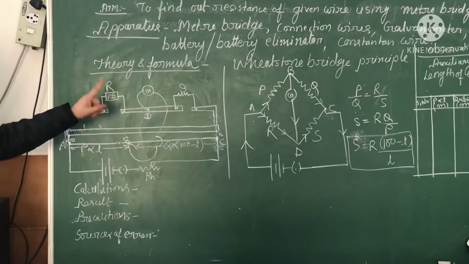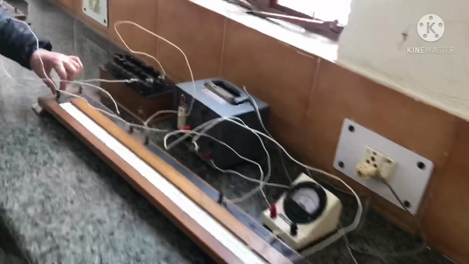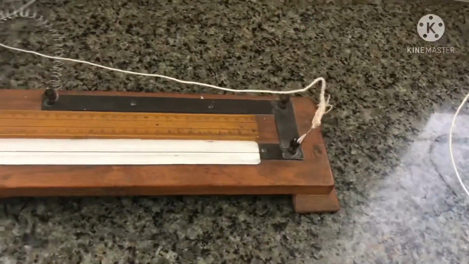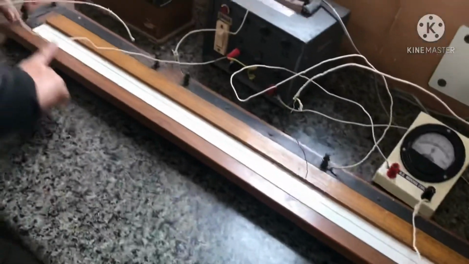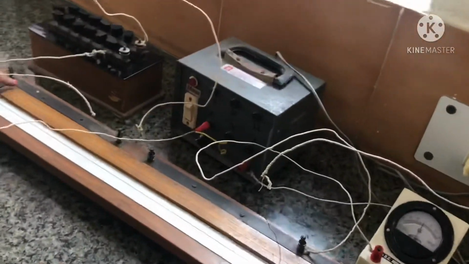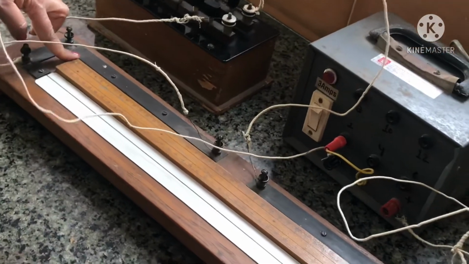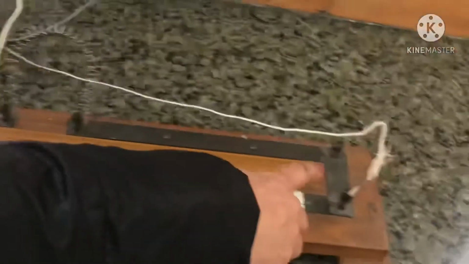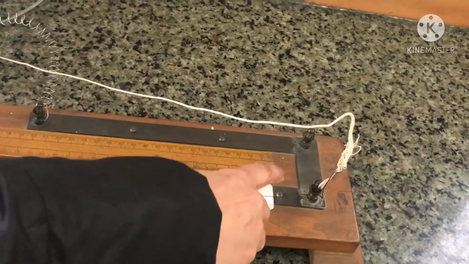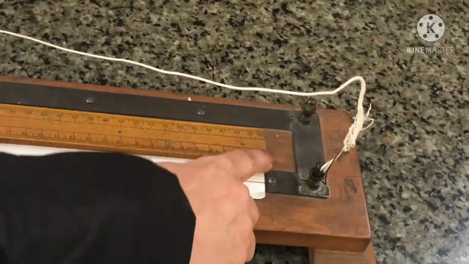Now we will proceed to the experiment. This is point A and point C. 1 meter wire is connected here. This is the wooden board. Both side scales are here: 0 on the left hand side for the upper scale and 100 here, and for the lower scale 0 at this place and 100 here.